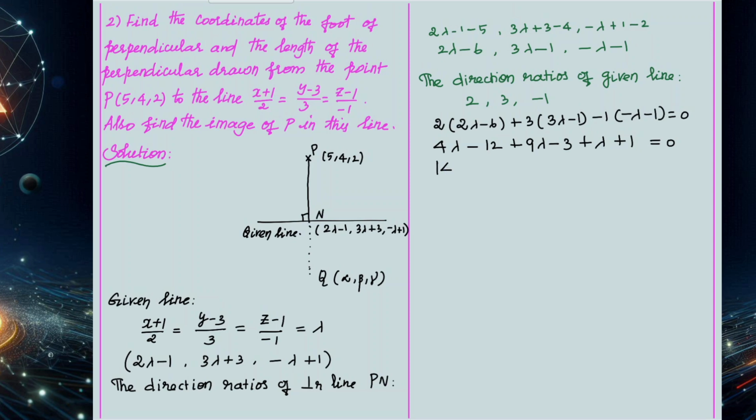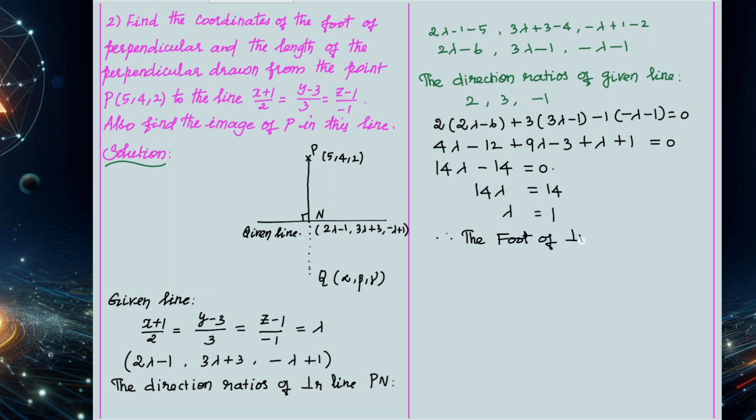Now let us simplify the lambda terms. 4 lambda plus 9 lambda is 13 lambda, and then plus 1 lambda is 14 lambda, and then minus 12 minus 3 plus 1, that is minus 14, which is equal to 0. Now 14 lambda, take this minus 14 to the right hand side. So 14 lambda is equal to 14. So what is the value of lambda? That is 14 by 14 equal to 1. So lambda value is 1.